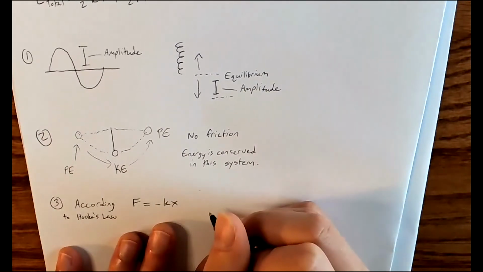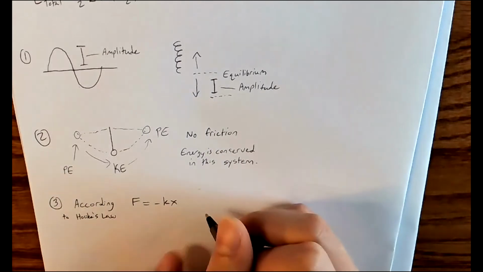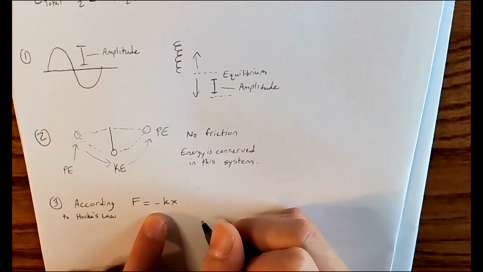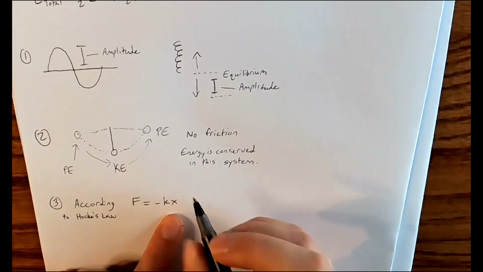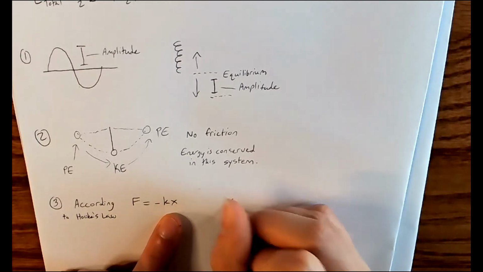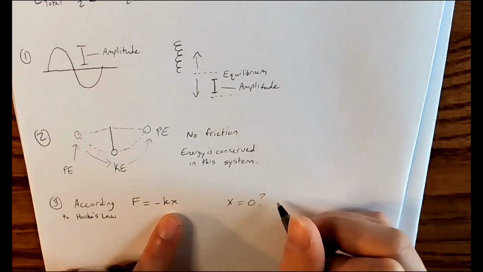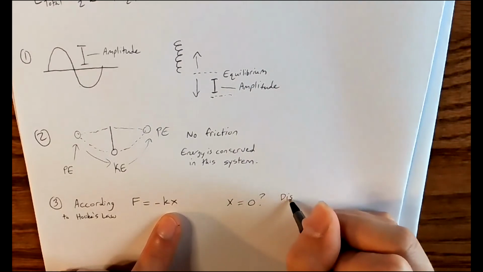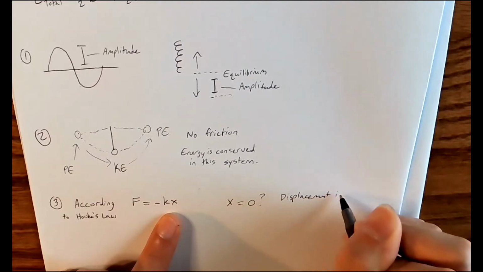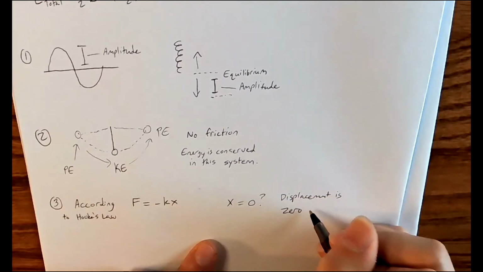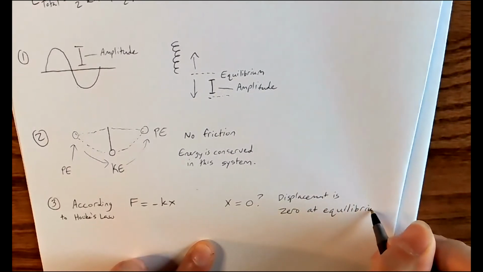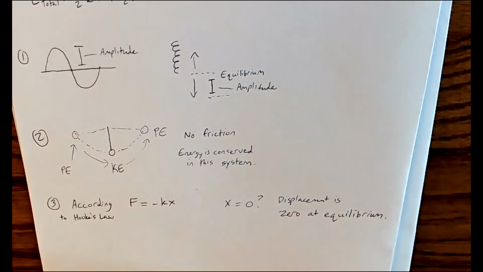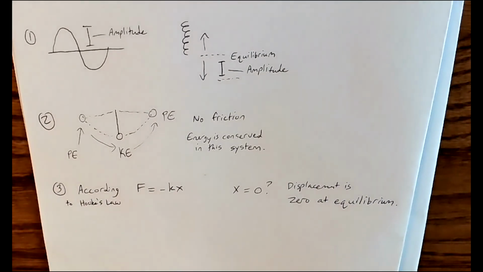So another way of stating the question, when is this force equal to 0? Well, that's when the displacement is 0. And displacement is 0 at equilibrium. At the equilibrium point. Okay? According to Hooke's law.